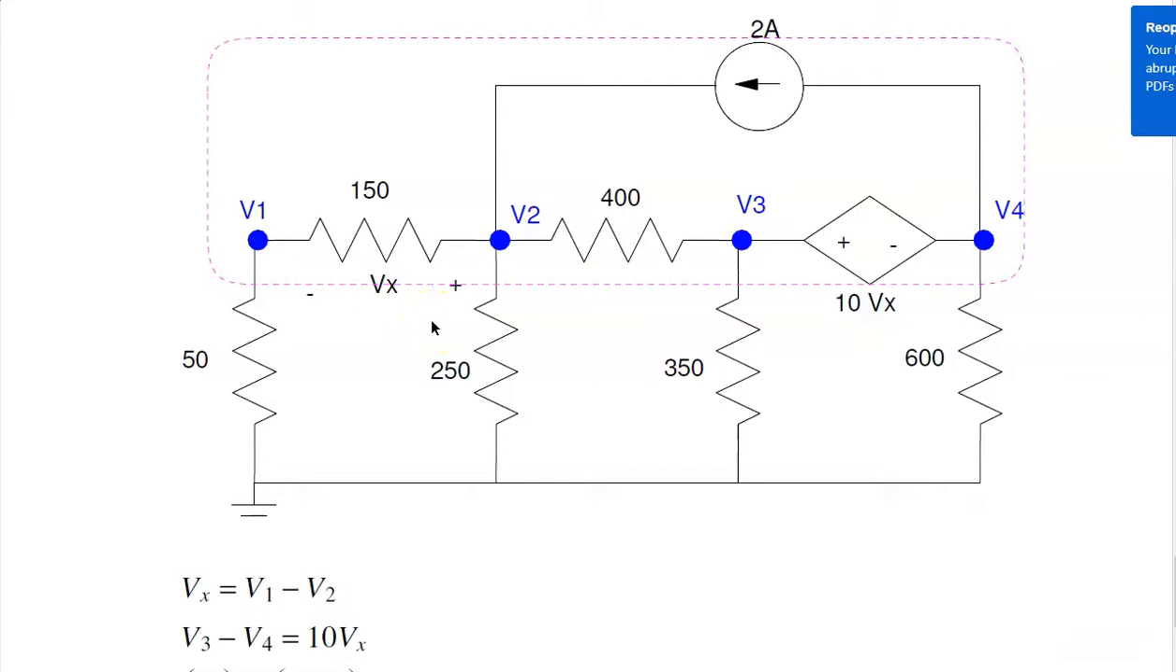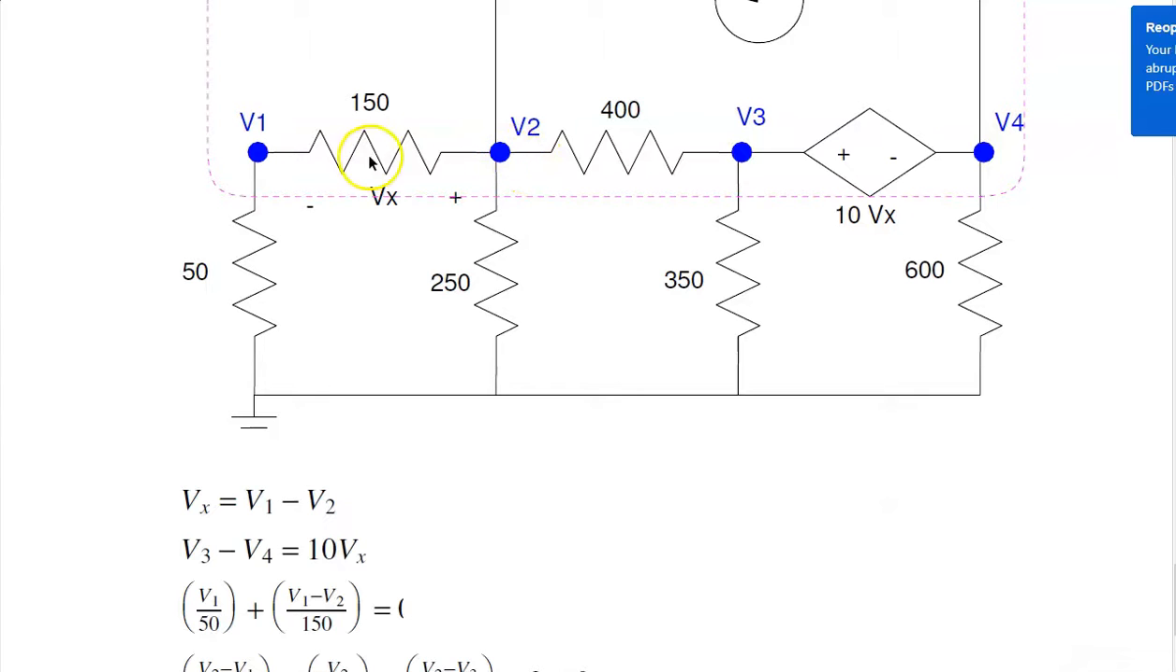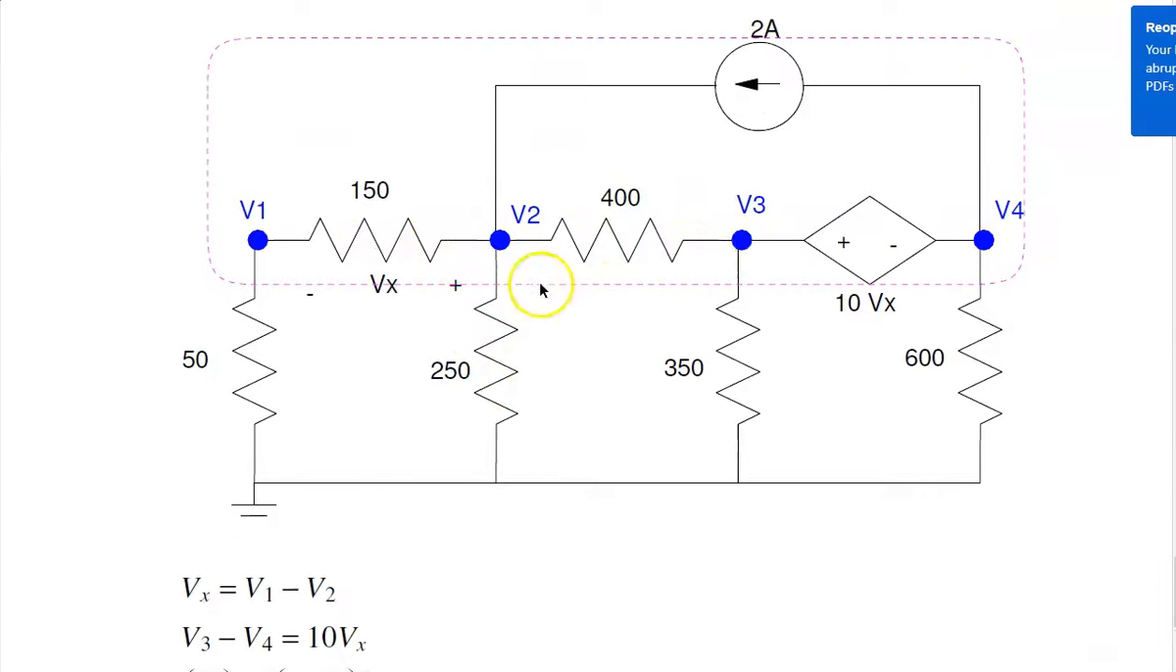Next, I need 3 more equations. At node 1, current left, current down, plus current right equals 0. At node 2, current left, down, right, and up equals 0. And note the current up is minus 2 amps. For V3 or V4, I can't write the node equation. I need one more equation.